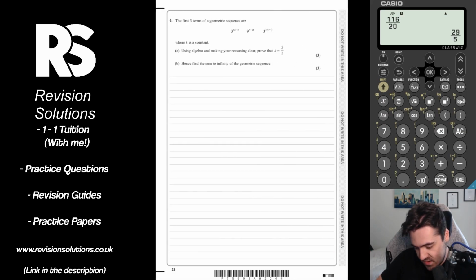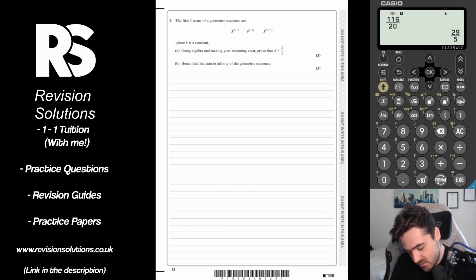Moving on to question 9. It says the first 3 terms of a geometric sequence are given like so. Use algebra and making your reasoning clear, prove that k equals 5 over 2. Well, if it's a geometric sequence, that means there's a common ratio. So if we divide any term by the previous term, we should get the same thing.